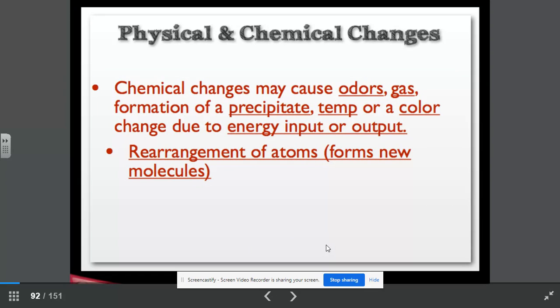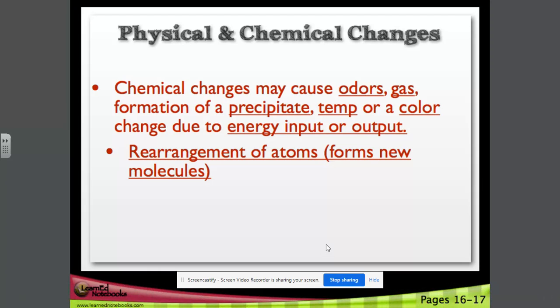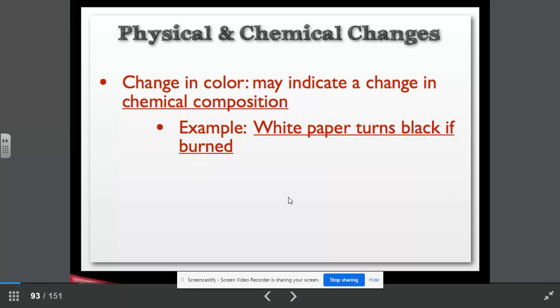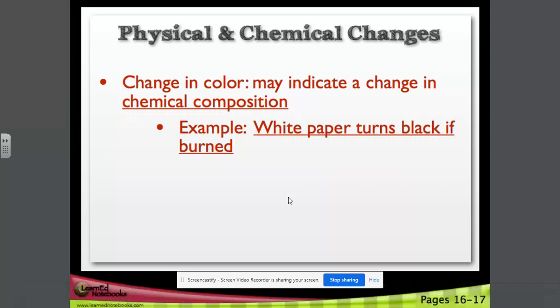Chemical changes may cause odors, gas, formation of a precipitate, temperature, or a color change due to the energy input or output. As I mentioned, there is a rearrangement of atoms. This forms new molecules, completely new substances. A change in color may indicate a change in chemical composition.